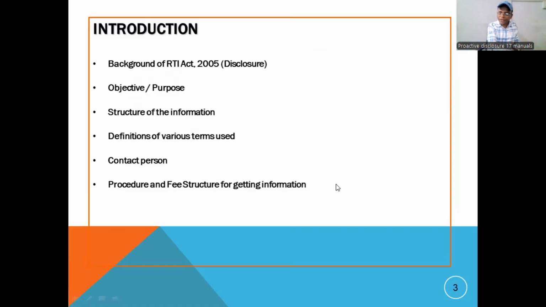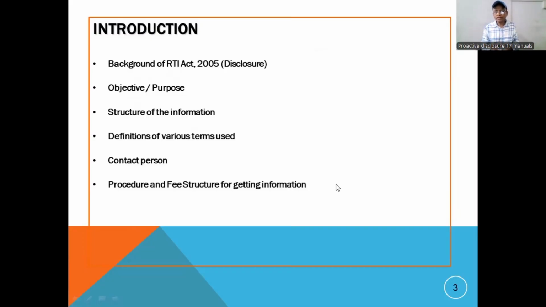This is a very important thing: the introduction is the main point of the public authority. That is the RTA background. What is RTA? When did it start? What is the mission and vision of RTA? To whom is it to be given? What is the fee structure? What is the statement of the information? What is the definition of information? That should be very clearly mentioned in the introduction chapter.